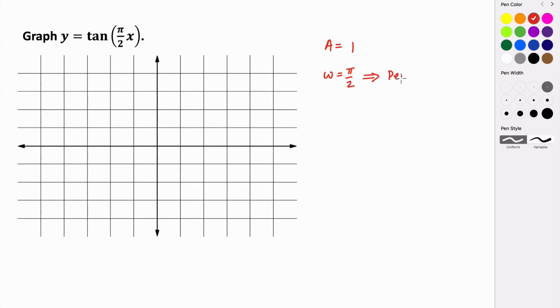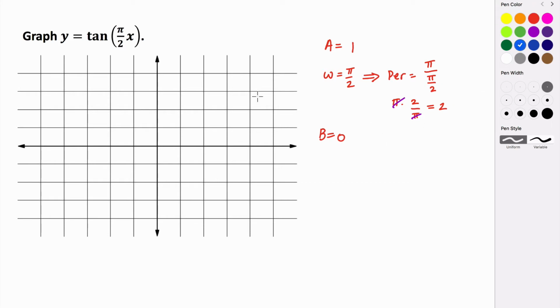So our period is going to be pi divided by pi over 2. So that gives us pi times, so multiply by the reciprocal of the denominator, 2 over pi. Those will cancel, and we get a period of 2 units. And then we know that b is 0, so there's been no vertical shift.